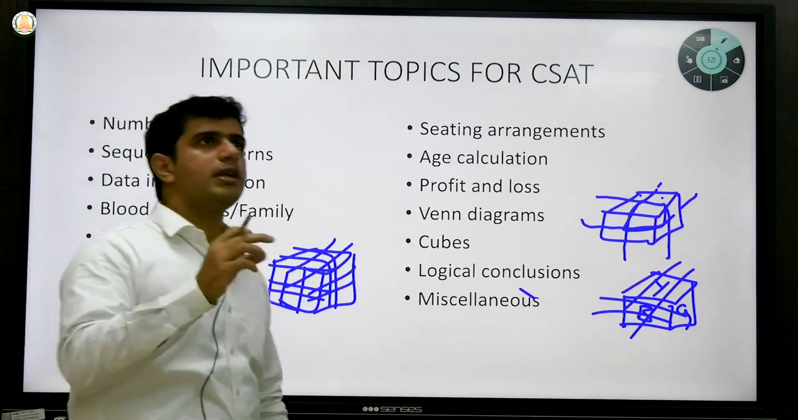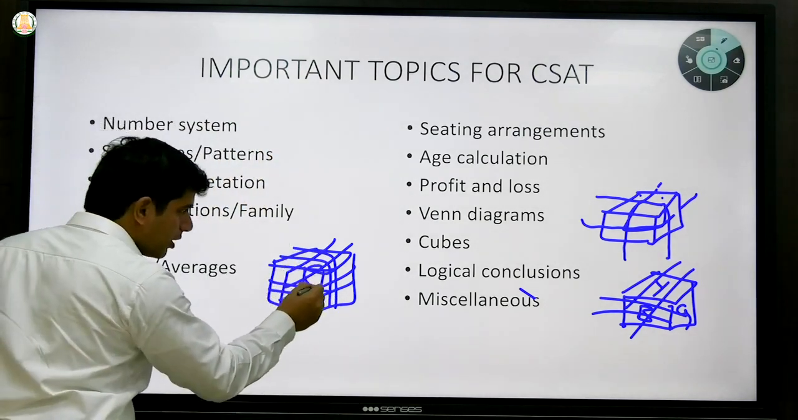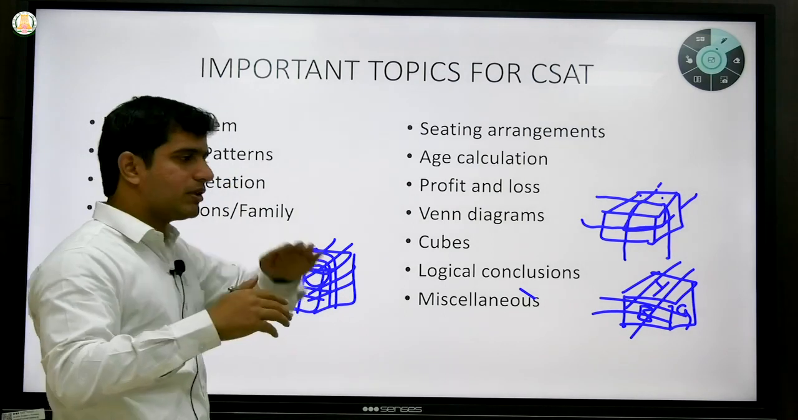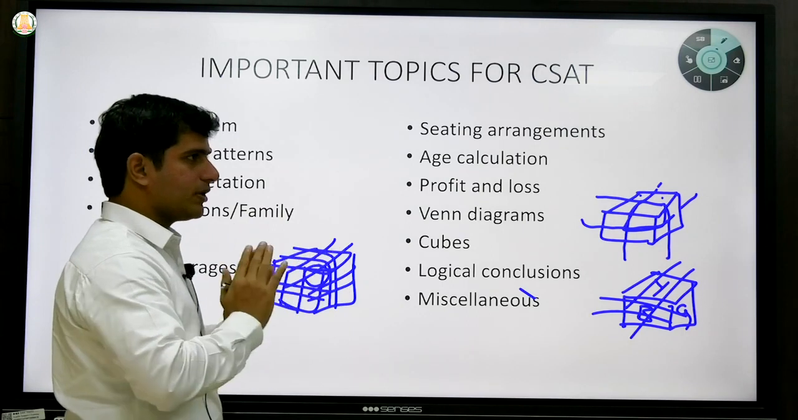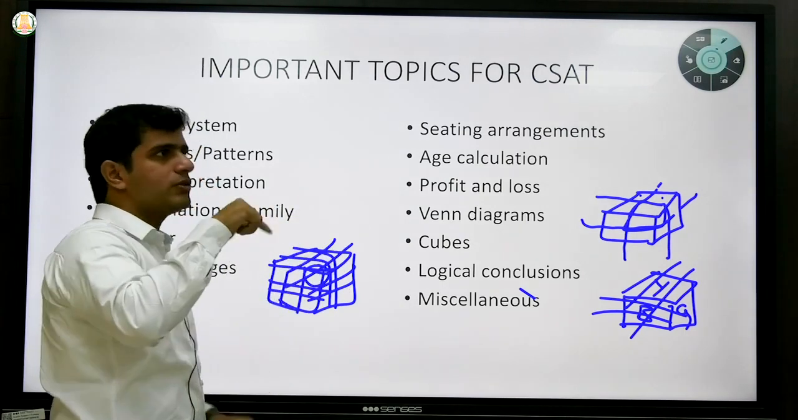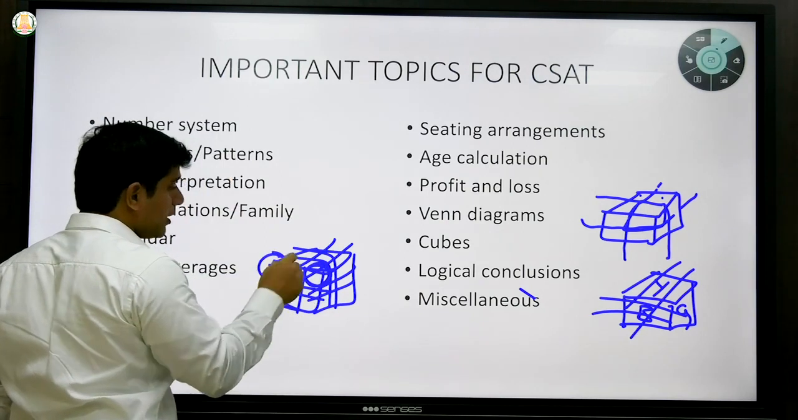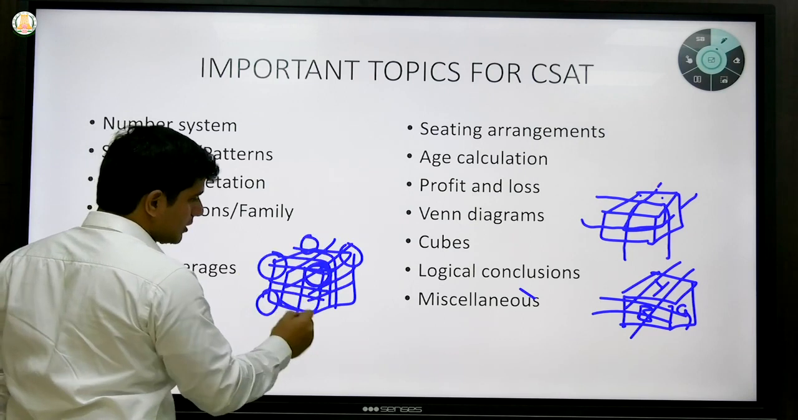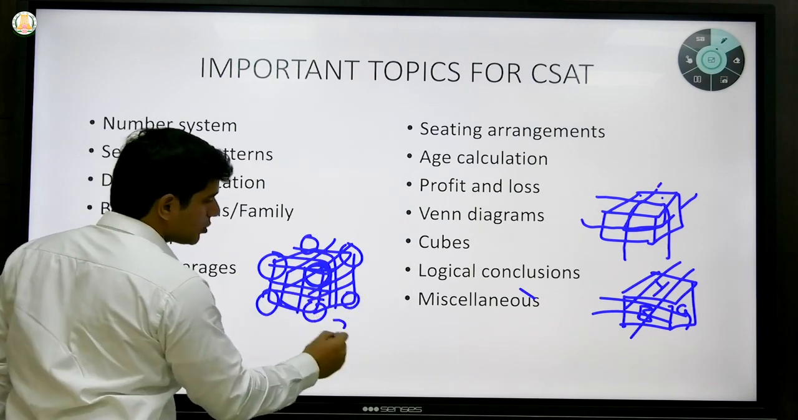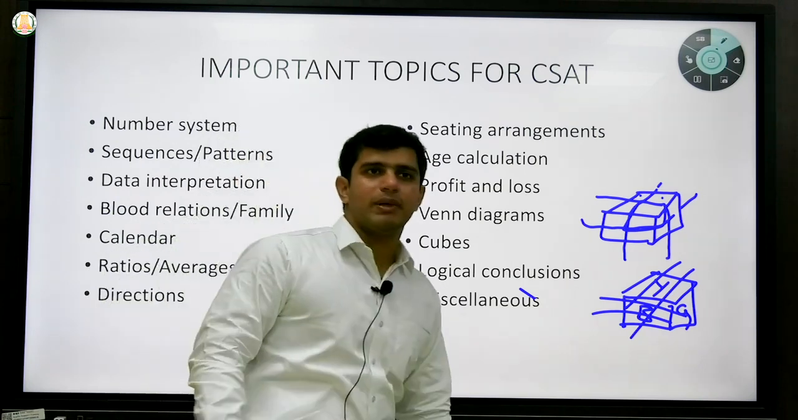Now if he asks how many cubes will have 3 sides painted, you can see only the cornermost cubes will have 3 sides painted, because each will have the upper face, top face, and the adjacent face. So all those will be colored. So all the corner cubes, how many will be there: 1, 2, 3, 4, 5, 6, 7, and the one behind. So a total of 8 cubes will have 3-sided paint.